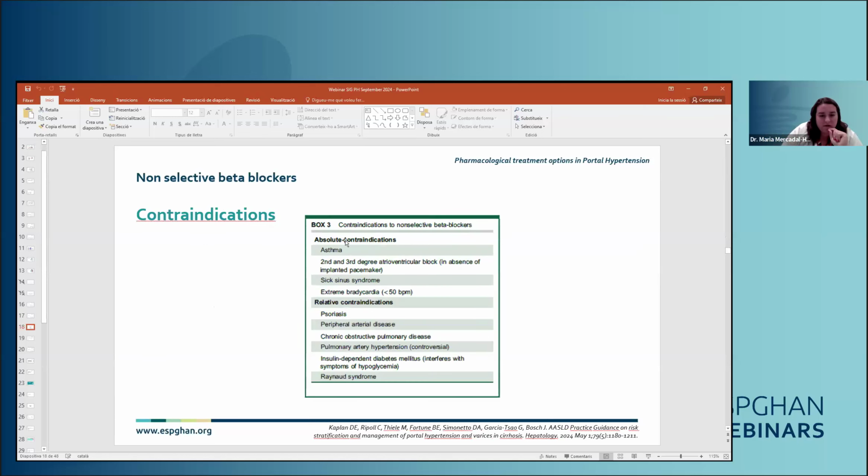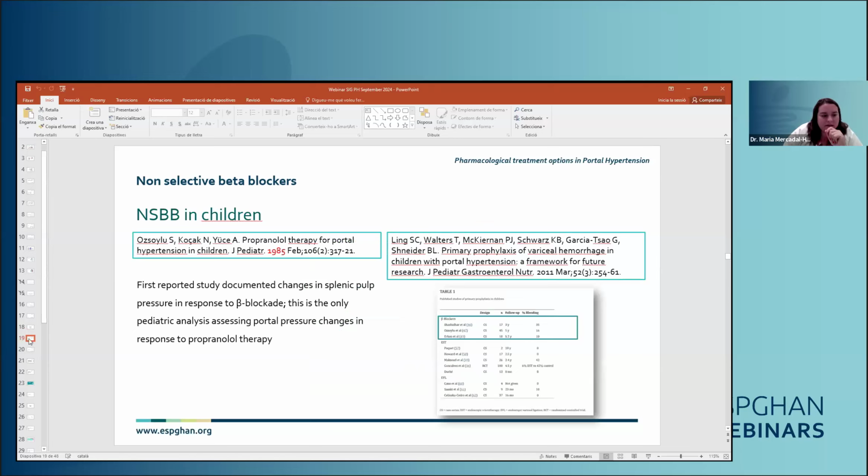Just a quick reminder about contraindications of non-selective beta blockers. Basically, the majority of them are not very frequent in children, except when it's asthma. So just be careful and take it into account.